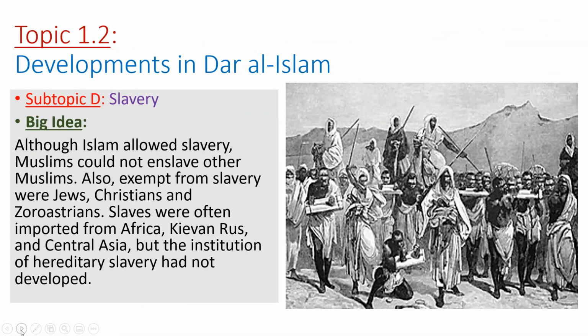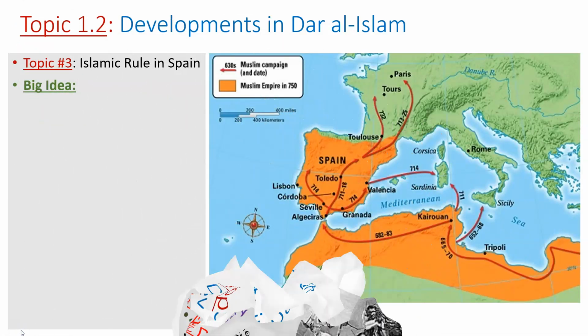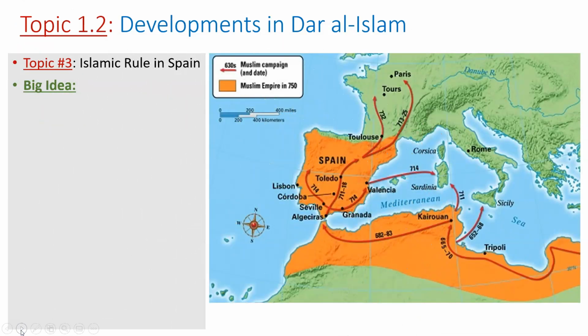Okay, slavery. Although Islam allowed slavery, Muslims could not enslave other Muslims. Also exempt from slavery were Jews, Christians, and Zoroastrians. Slaves were often imported from Africa, Kiev and Rus in Central Asia, but the institution of hereditary slavery had not developed. So it's a little different. We may think there were some rules, right? Okay.